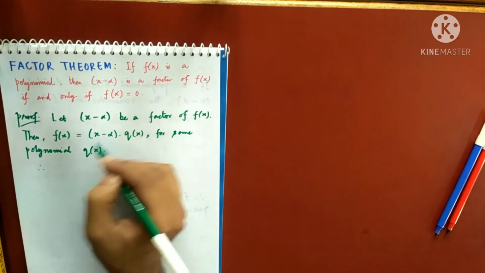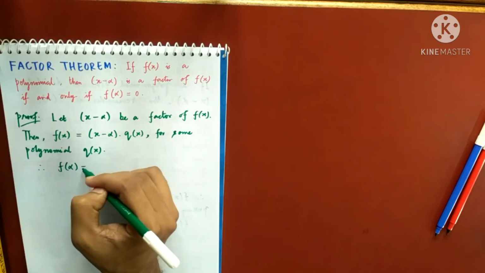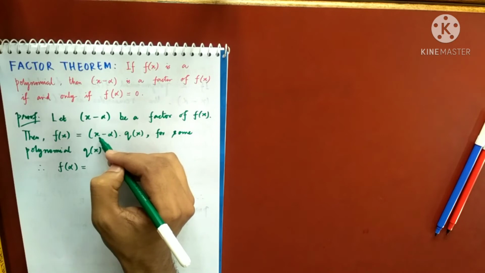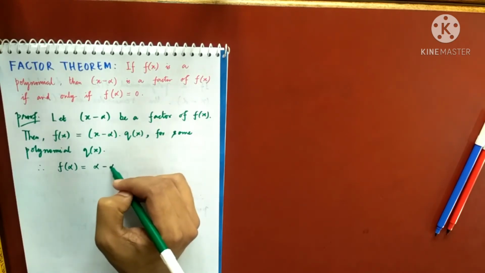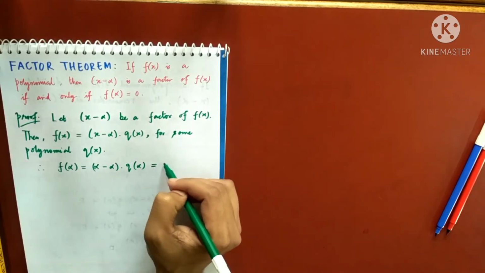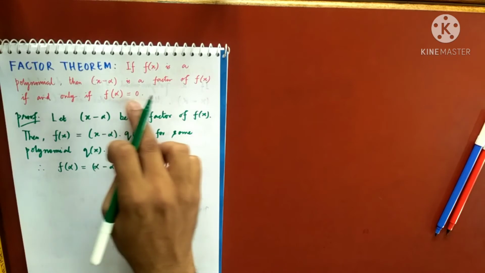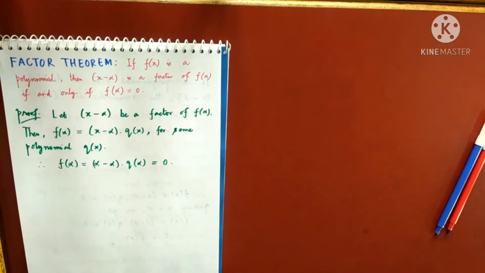Therefore, you just put alpha here. f of alpha equals what? This will become alpha minus alpha into q of alpha. This is nothing but 0 because alpha minus alpha is 0. And hence the proof. The proofs are very straightforward. You just have to use your logic, but they are very direct.